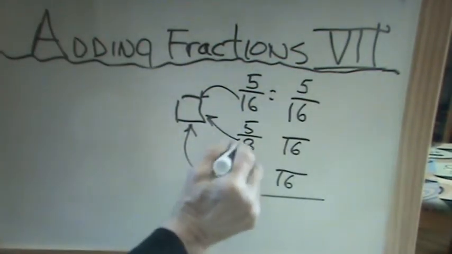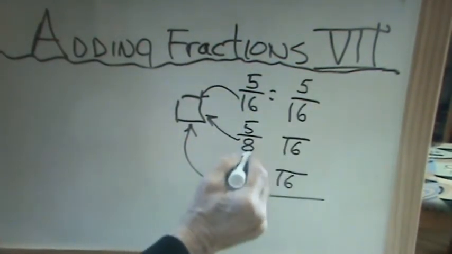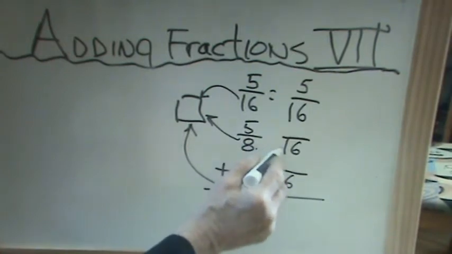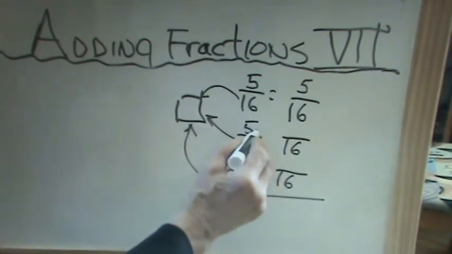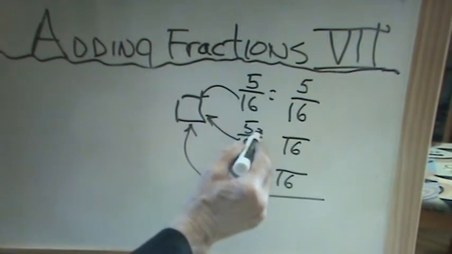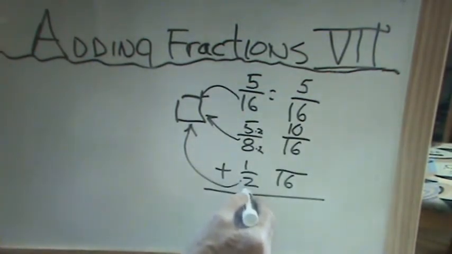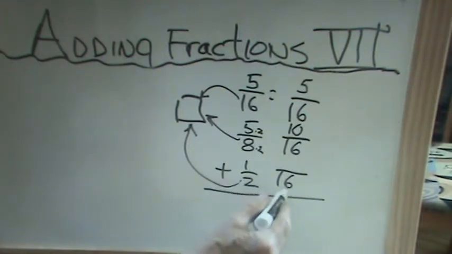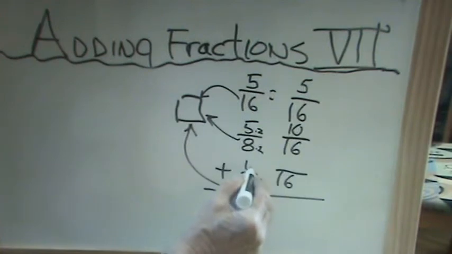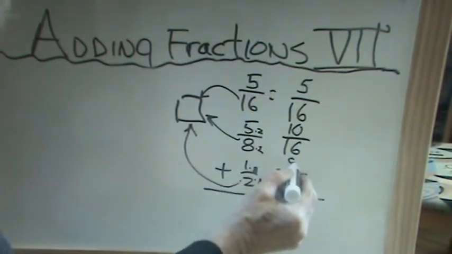Now we have to raise the name of this fraction to 16ths. Well, 8 times what number gives me 16? 8 times 2. Then I have to multiply this times 2. 5 times 2, 10. Now we raise this one to 16ths. 2 times what number gives me 16? Well, 2 times 8 gives me 16. So then I have to multiply this by 8. 1 times 8 is 8.